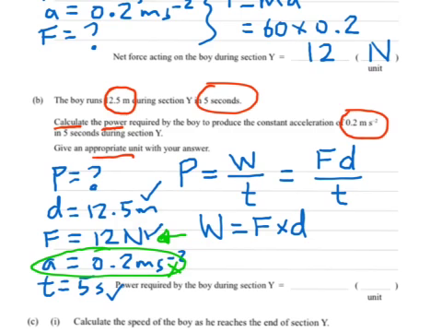Okay, so let's plug these numbers in. It's down here, force times distance, so it's 12 times 12.5, which is about 150 I believe, and then you're dividing it by 5 seconds, which should give you 30.